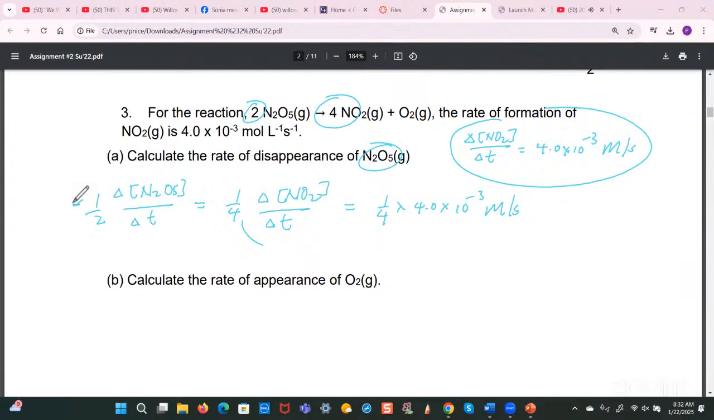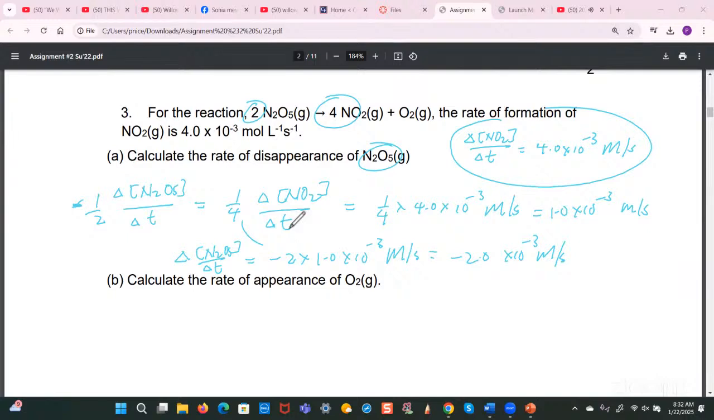So we know that minus half of the rate of change of N2O5 is equal to 1/4 times 4.0 times 10 to the minus 3. And we can simplify this to give you 1.0 times 10 to the minus 3. So therefore, we can say that the rate of N2O5 change will be equal to minus 2 times 1.0 times 10 to the minus 3 M over s. So that works out to be equal to minus 2.0 times 10 to the minus 3 M over s.